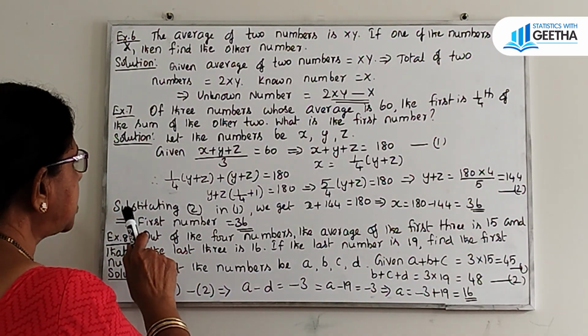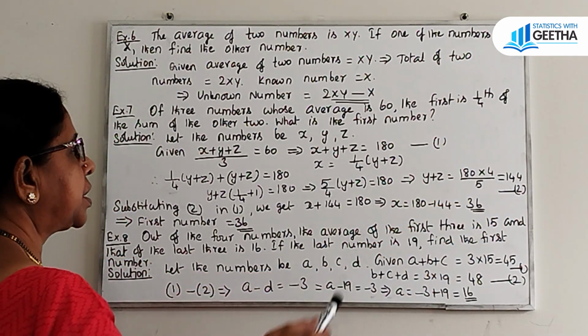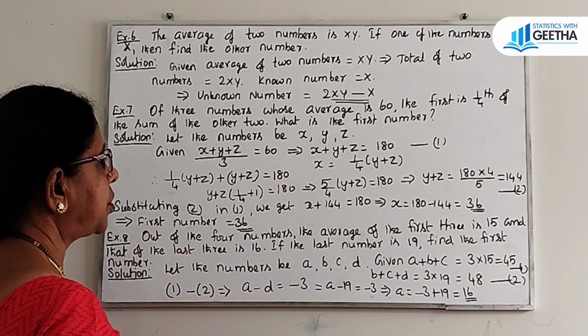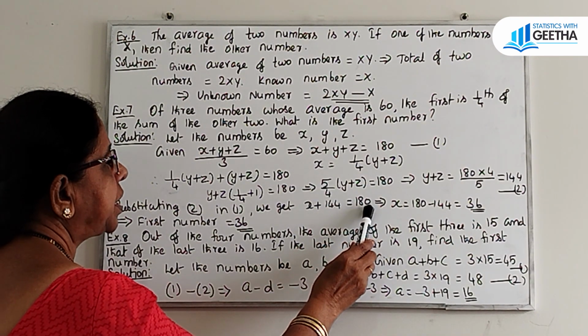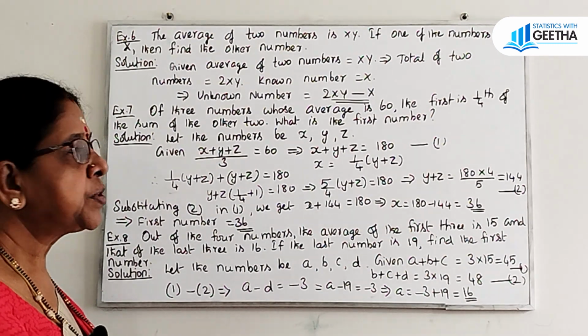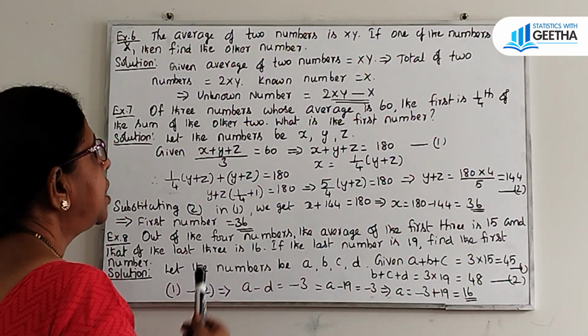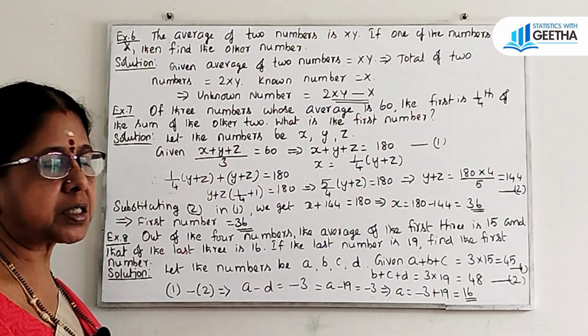இப்போ substituting 2 in 1, இந்த வேல்யூ y plus z equal to 144-ஐ equation 1-ல சப்ஸ்டிட் பண்ணோம்னா, we get x plus 144 equal to 180. That implies x equal to 180 minus 144, which is 36. ஆனால் x-ங்கிறது தான் first number-ஆ வச்சிருக்கோம். Therefore the first number is equal to 36.